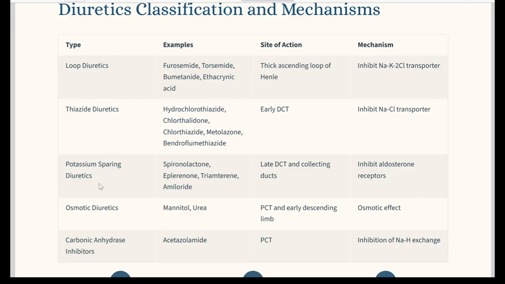Potassium sparing ones we've already done. You have to remember that they act on your aldosterone receptors in your late distal convoluted tubule and collecting duct.